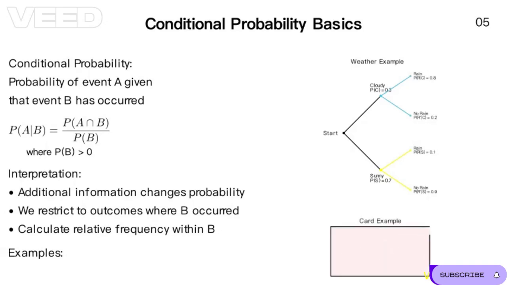Another example involves drawing cards. If we know a card is red, what's the probability it's an ace? There are 26 red cards total, and 2 of them are aces. So the conditional probability is 2/26, which equals 1/13. Conditional probability is fundamental to understanding how additional information affects our probability calculations. It forms the basis for more advanced concepts like independence and Bayes' theorem.